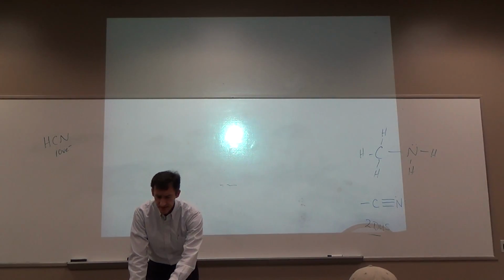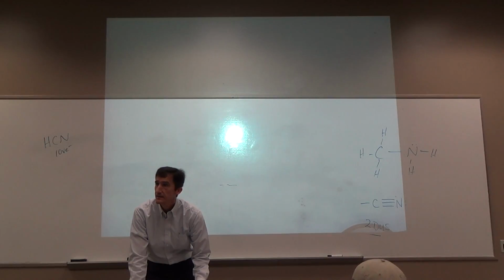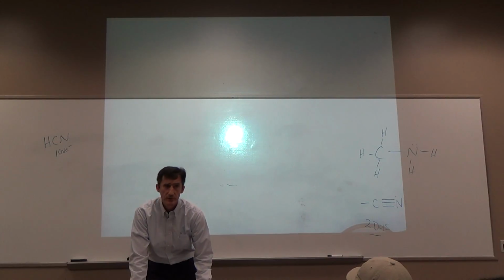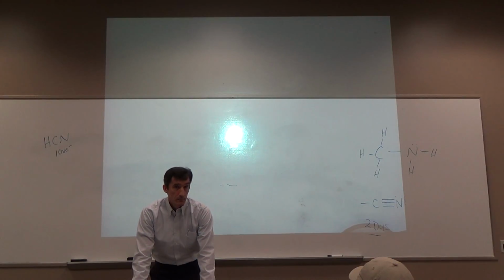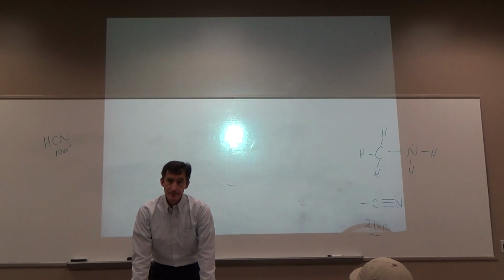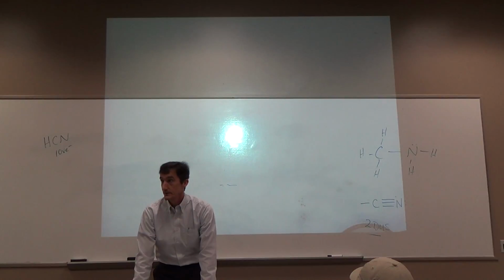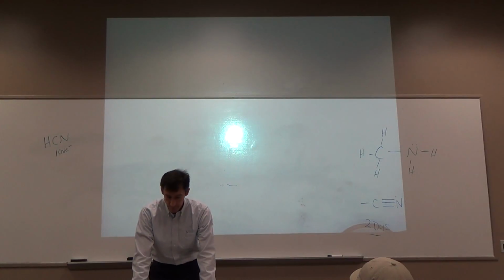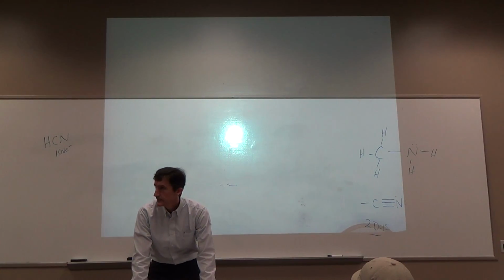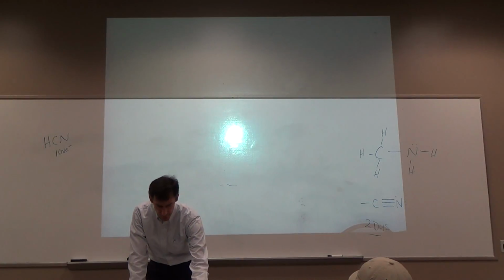Okay. Expanding the octet, there's a handout in here about that. I'm not going to go over it. It's sort of miscellaneous. Also, boron. Boron's hard to get an octet with boron. So you can think about it, especially when we do hybridization.